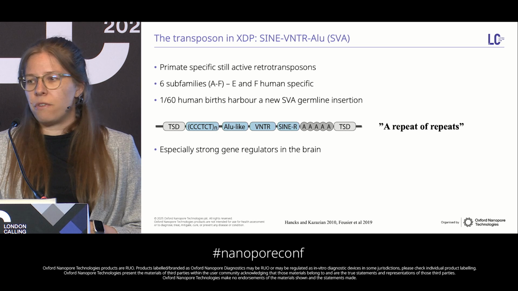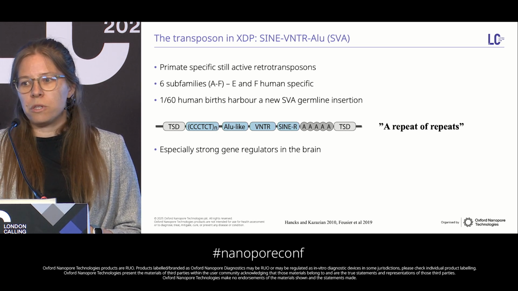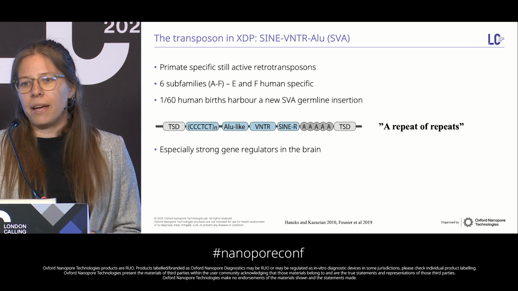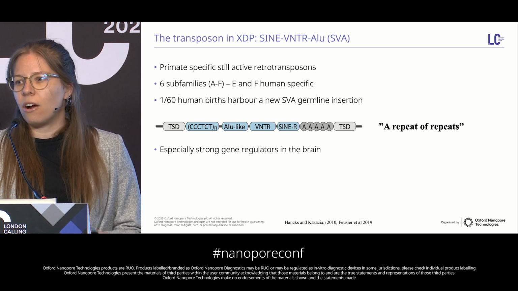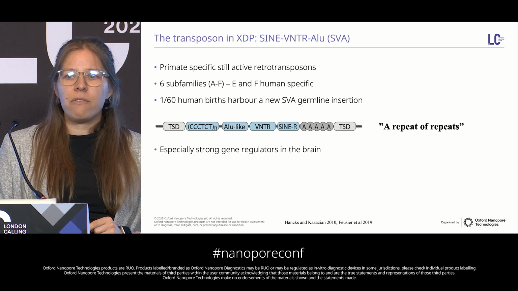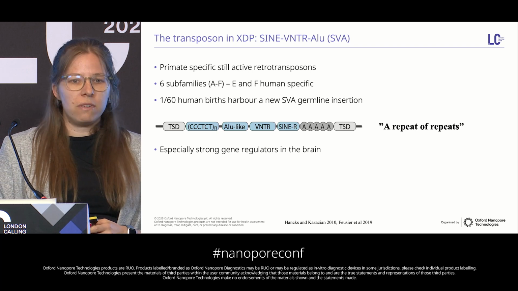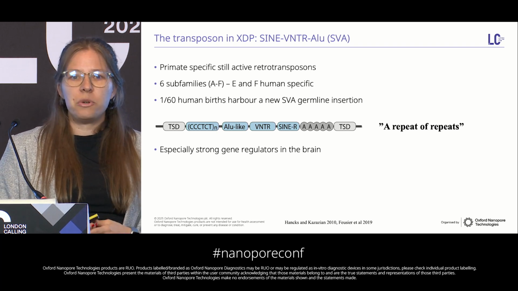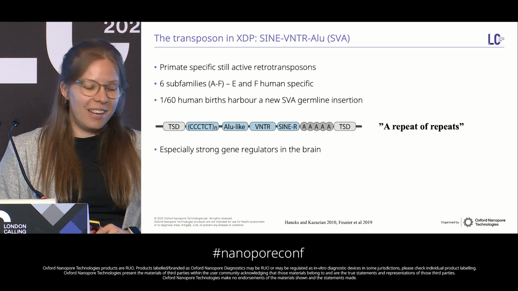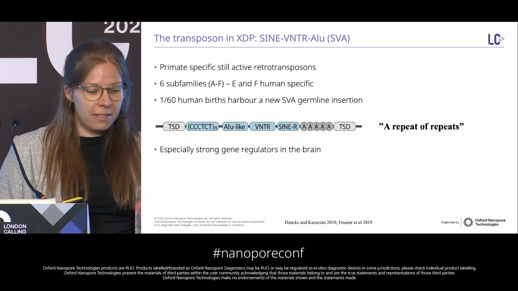They have 6 different families in total, and the E and the F families are human-specific. That means that they are not in any other model organisms like mice or rats or pigs or anything. They are only present in humans. An interesting fact is that 1 out of every 60 human births has a new transposable element jumping, a new SVA. So I don't know how many we are in this room, but I guess at least one of us has unique insertions that only jumped in our germline, or in the parent's germline.